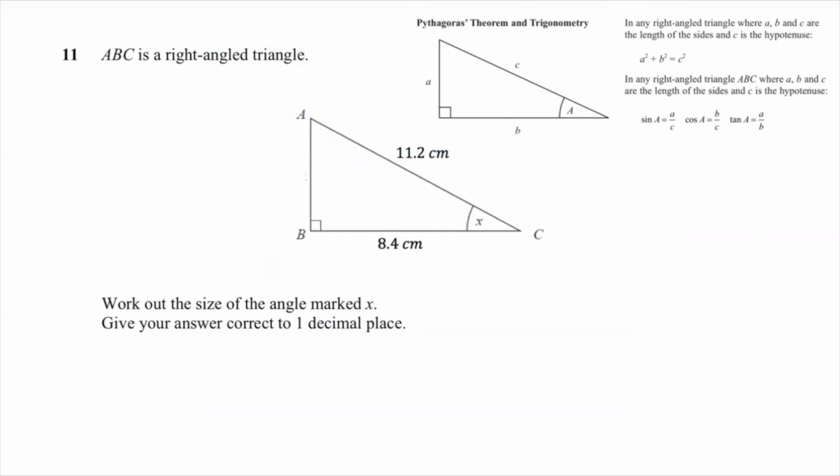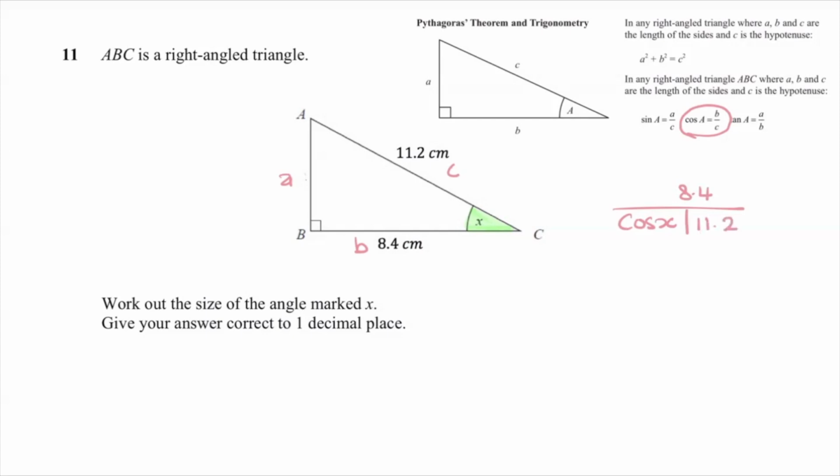If the first one didn't go so well and you want to give it another go, you can always pause, have a go, and then press play. This time my A is X. Labeling up all the sides, I've got an A, a B, and a C. B and C are together here with the cos. So I've got cos x, elongate, make that T shape. Now B goes on the top, that's 8.4, and C goes on the bottom, that's 11.2.